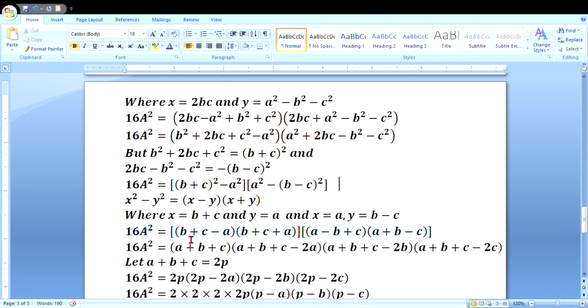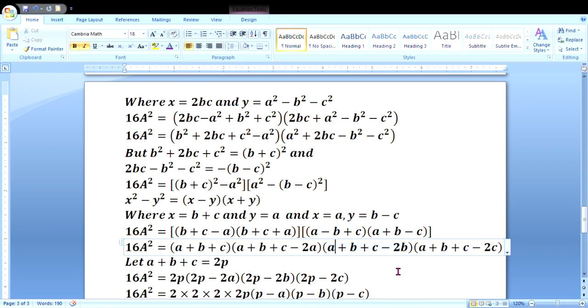So from here, this expression b plus c minus a can also be written as a plus b plus c minus 2a. This expression here is the same thing as this expression, because a minus 2a is equal to minus a. So similarly, here we have a minus b plus c. It can also be written as a plus b plus c minus 2b. Similarly, a plus b minus c can also be written as a plus b plus c minus 2c.